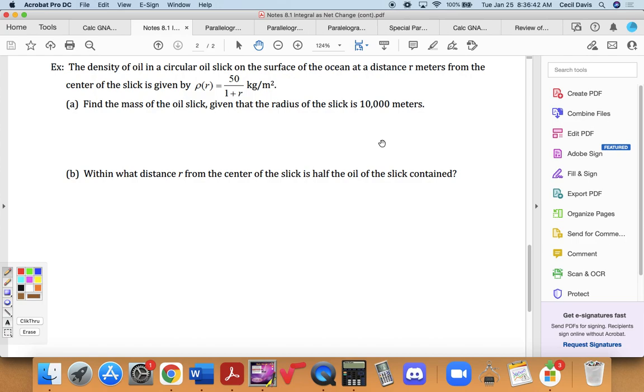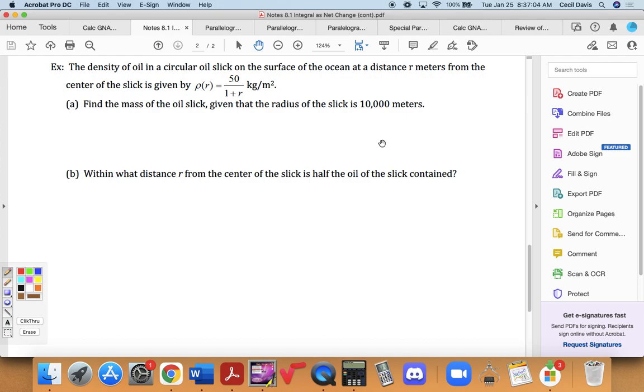Is a slick just a mass of oil sitting on the surface? Yeah, oil tends to sit on the surface for a while, and then because it's heavier than water, it tends to start globbing together and going down.